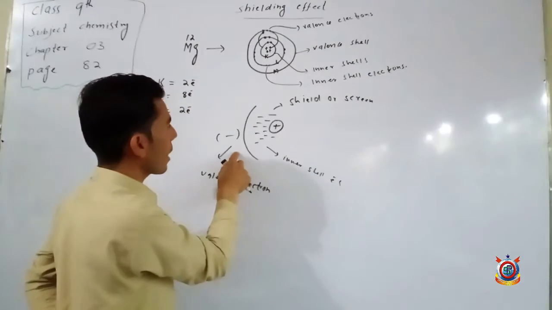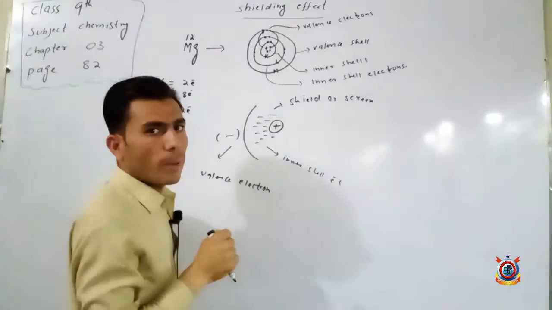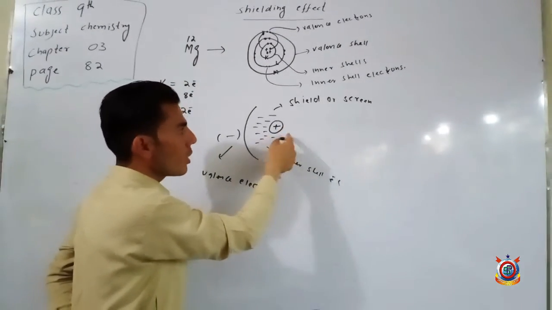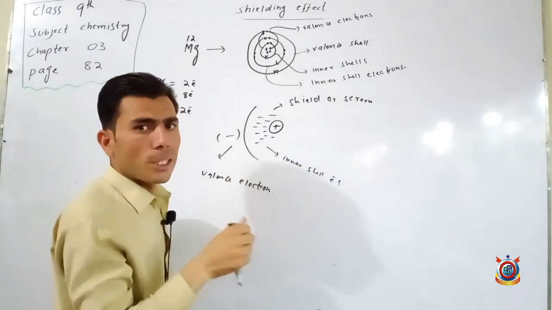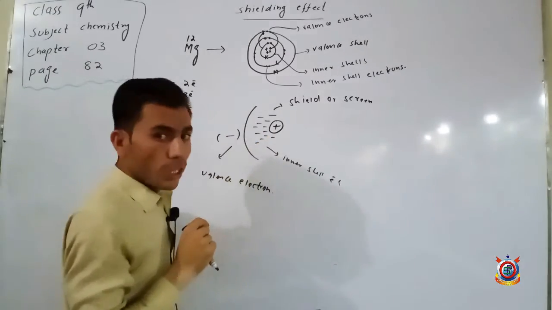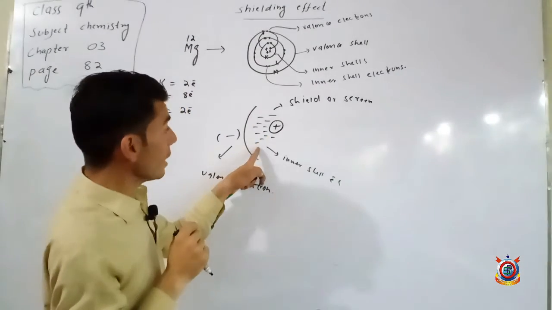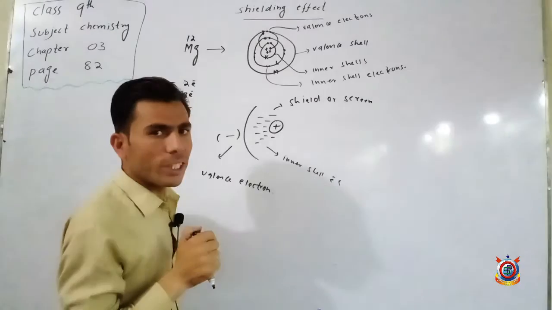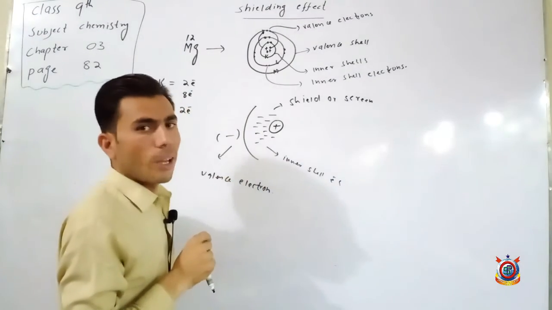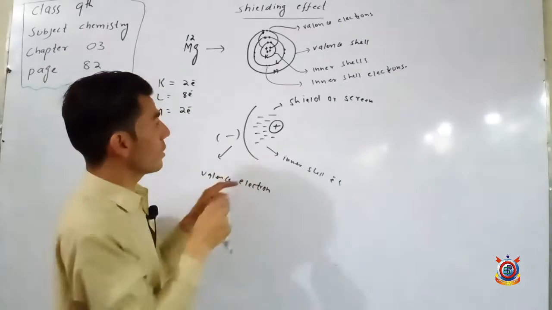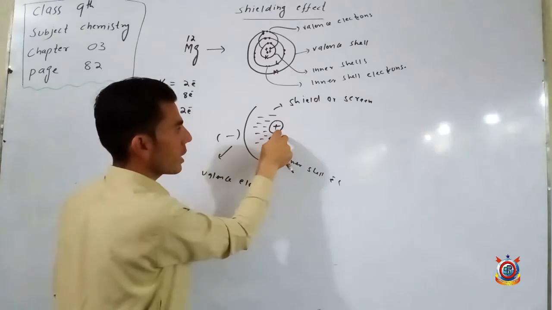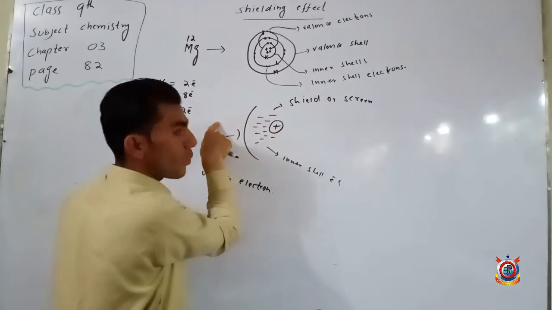This valence electron is not fully attracted by the nucleus. The nucleus does not apply its full positive effect on it. The reason is that the inner shell electrons make a shield between the nucleus and the valence electrons, and hence a reduction occurs in the force of attraction of the nucleus for the valence electron.